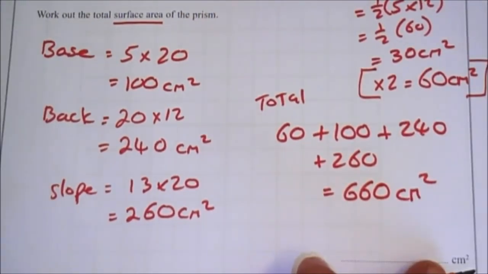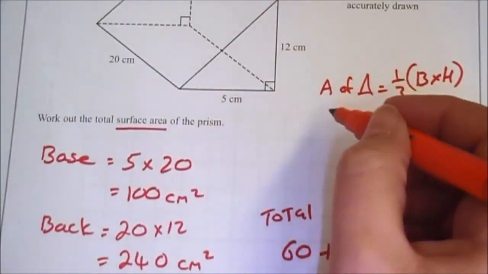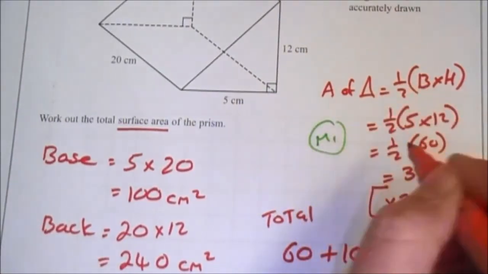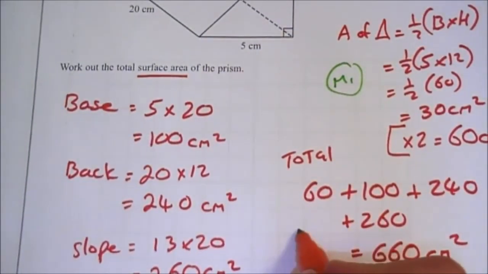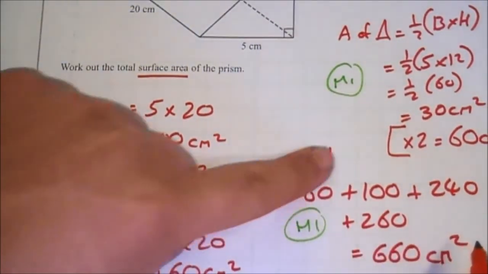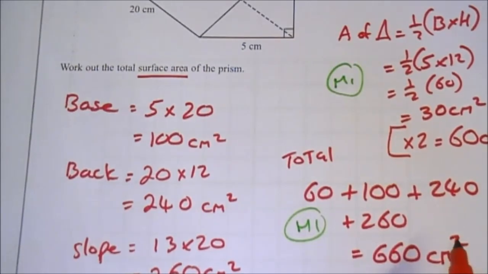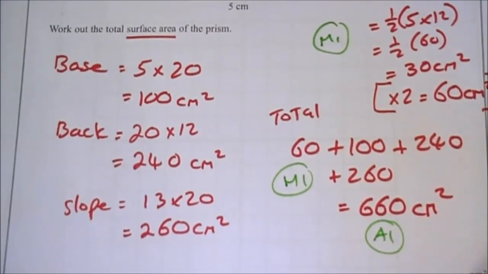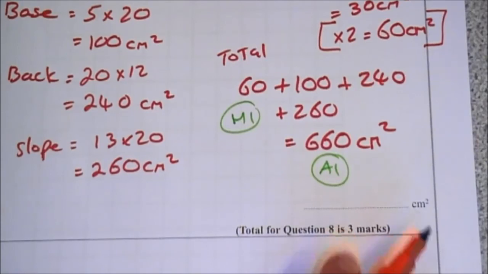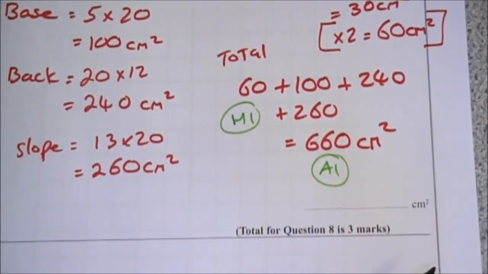Question 8 is worth 3 marks. The first mark is for finding any one of the areas correctly and showing your method to do that. The second mark is for showing that you're adding them all together. In order to get the mark, you need at least 3 of them correct and added together. And then your third mark is for the actual answer. They have given you centimetres squared on the answer line, so you will not get a mark for that.